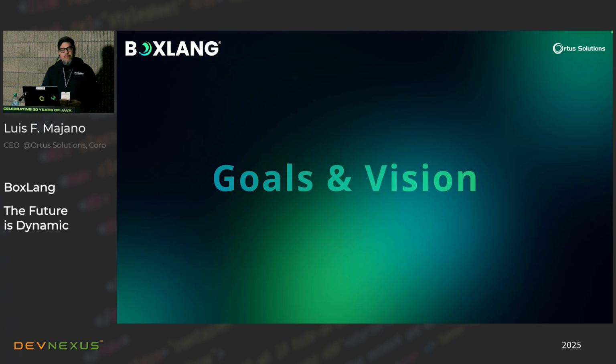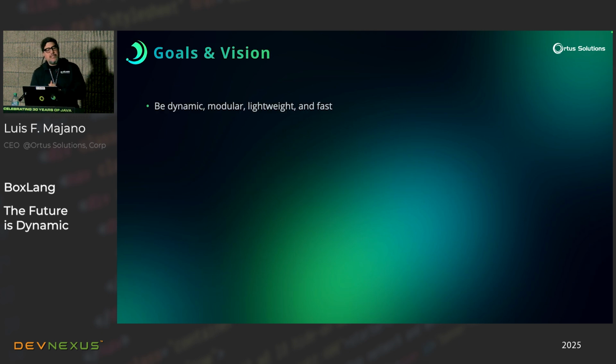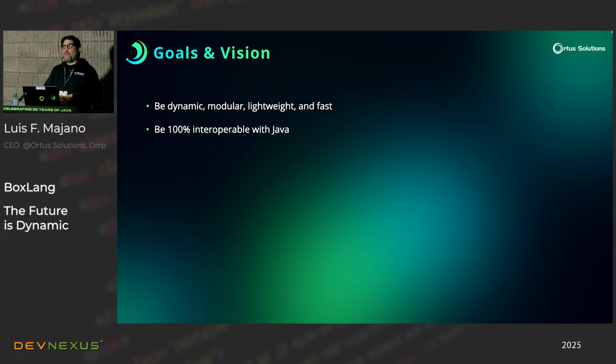With that came goals and visions, because we started from scratch. We were like, okay, a software language has to be designed today. How would that work, right? And that's what we focused on. And we said, okay, it has to be highly dynamic. Obviously, we come from dynamic languages. Modular. We've created modular and hierarchical MVC frameworks. Lightweight and fast. Be 100% interoperable with Java, so from day zero, the entire Java ecosystem is available.